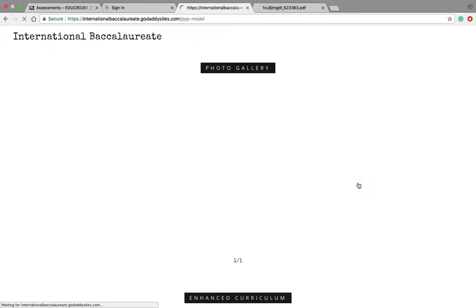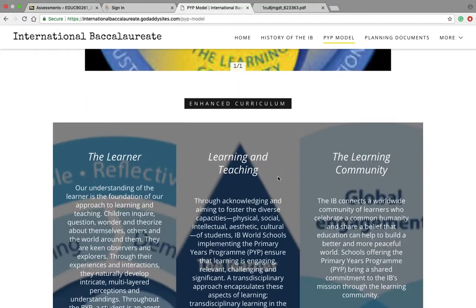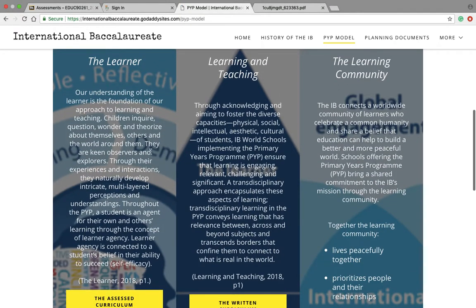Let's take a look back at the PYP model and move over to the learner. Within this component of the enhanced curriculum, keeping in mind though that the learner, learning and teaching, and the learning community work together. They're not singly taught. It is a collaboration of 3 components that make up the IB. Throughout the PYP, a student is an agent for their own and others' learning through the concept of learner agency.